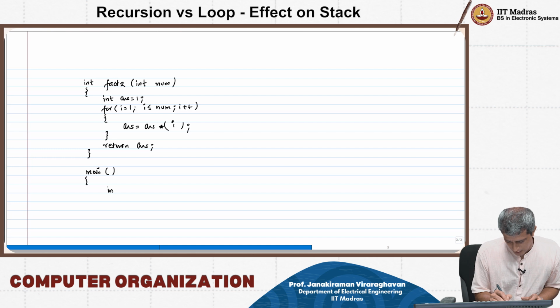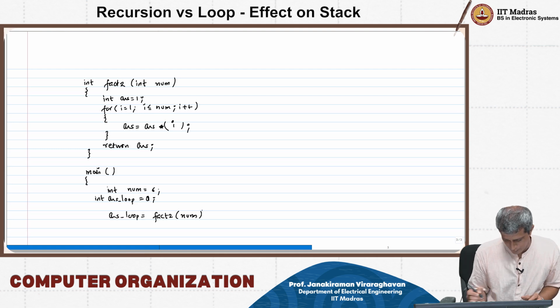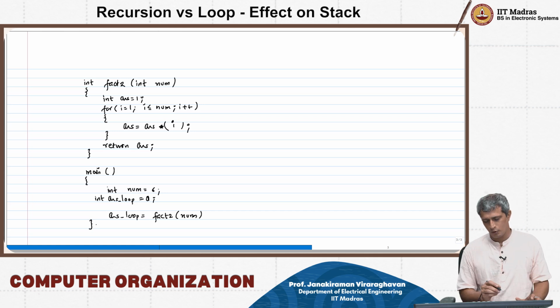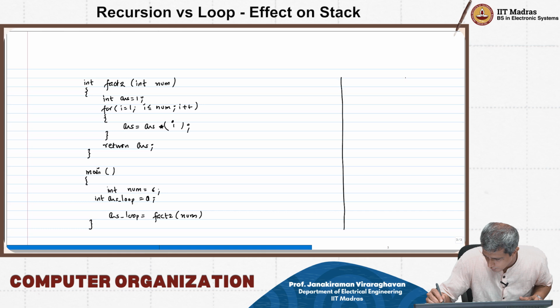And then in main, you're going to say int num equal to 6, answer loop equal to 1 or 0, I think we said 0, and then answer_loop equal to fact2 of num. Okay, now how will the stack look for this?